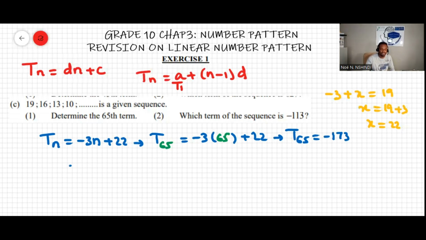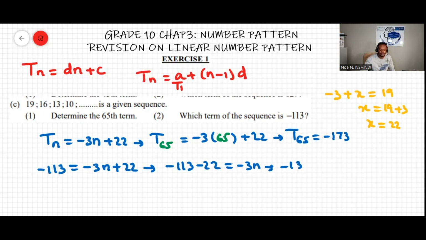Then we can also calculate. The question says which term is negative 113. So do negative 3n plus 22 equal to negative 113. So we move 22 over. That makes negative 113 minus 22 equal to negative 3n. That makes negative 135. Yes, negative 135 equal to negative 3n. And if we divide by negative 3 both sides, we'll get 45.